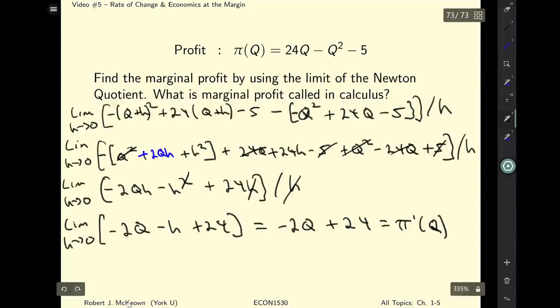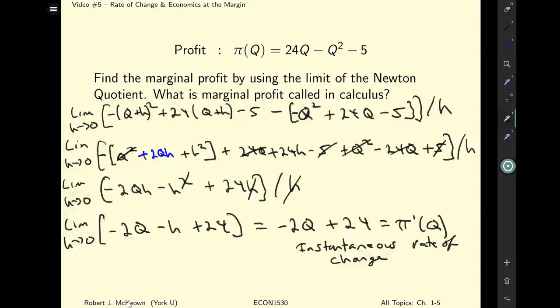So if I want to find the slope of a tangent line at a specific point, I want to find the marginal profit at a given point, then I now have a function that'll let me do that. And this is called the instantaneous rate of change. Instantaneous rate of change. I guess I've solved the problem.